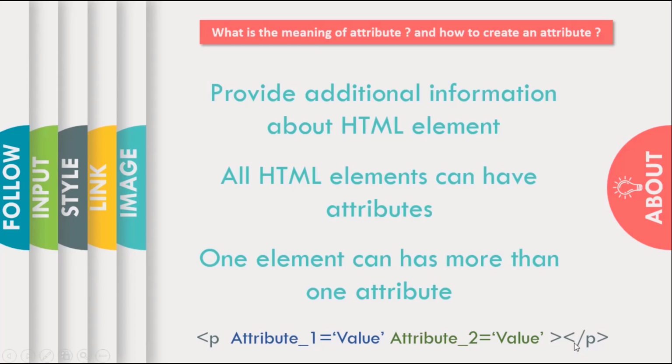So here is an example: a paragraph tag, and here is attribute 1, which has a value, and another attribute assigned to a value. So it's like a variable and you assign it a value. There are many attributes, so of course we can't cover all of them in one video, but during the tutorial we will explain most of them. So in this video we will cover the attributes that come with image, link, style, and finally input.